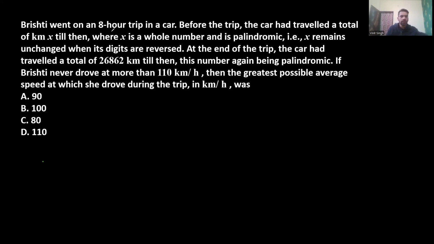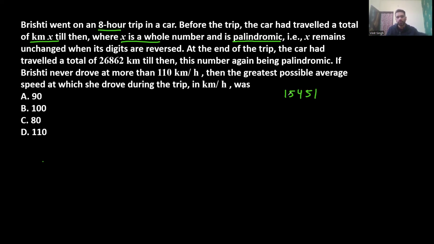Brisky went on an 8-hour trip in a car. Before the trip, the car had traveled a total of x kilometers, where x is a whole number and palindromic. What is a palindromic number? Palindromic means that from the left-hand side and the right-hand side, the number remains the same, just like 1, 5, 4, 5, 1.